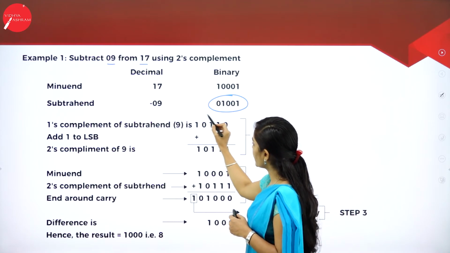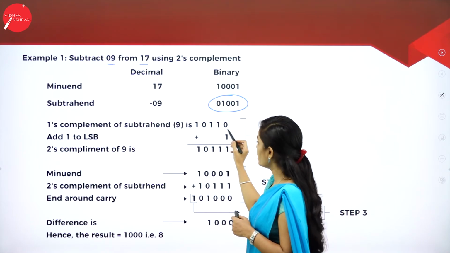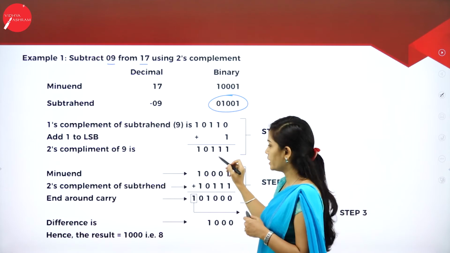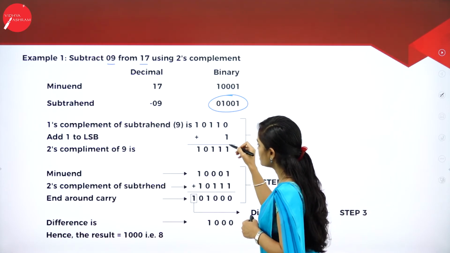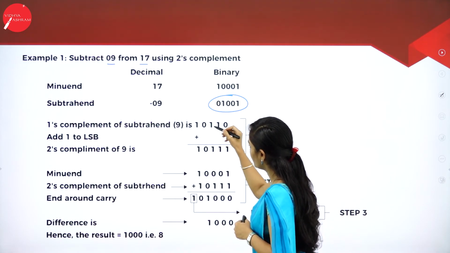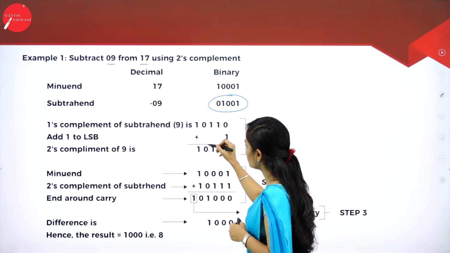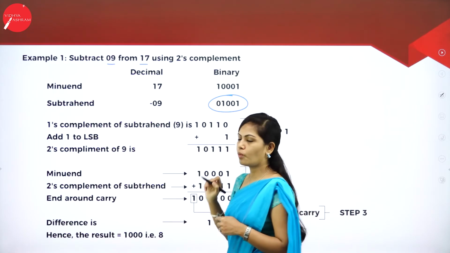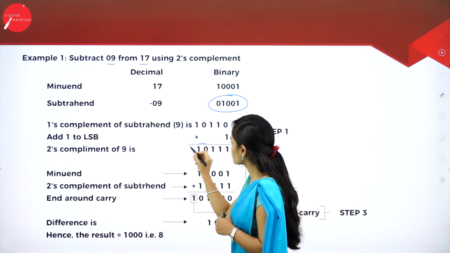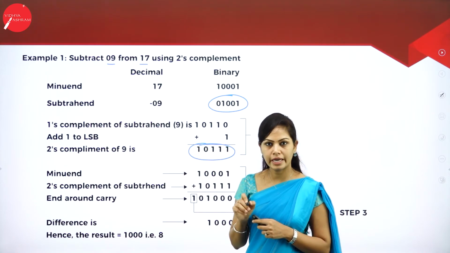And after finding the 1's complement, add 1 to the least significant bit, you will get 2's complement. 0 plus 1 is 1, 1 plus 0 is 1, 1 plus 0 is 1, 0 plus 0 is 0, 1 plus 0 is 1. So this is your 2's complement of the subtrahend.